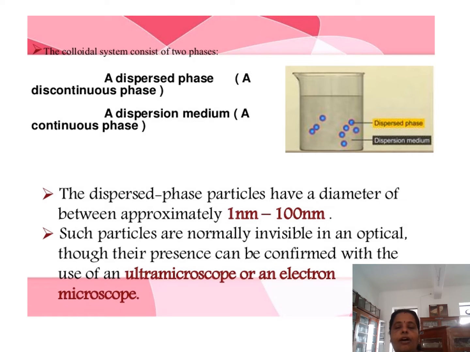Such particles are normally invisible in an optical microscope, though their presence can be confirmed with the use of an ultramicroscope or an electron microscope. You can visualize the colloidal substance when you pass a beam of light. You can view the beam of light emerging from the other side with the help of an electron microscope or ultramicroscope.